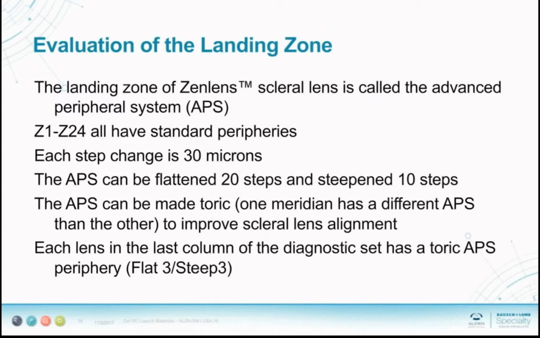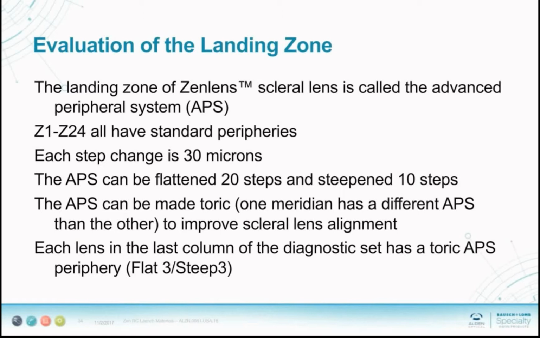Once you are satisfied with the clearance or know what you plan to change, you next have to evaluate the landing zone of the lens. The Advanced Peripheral System, or APS, is the landing zone of Zen Lens. Z1 through Z24 have standard peripheries.